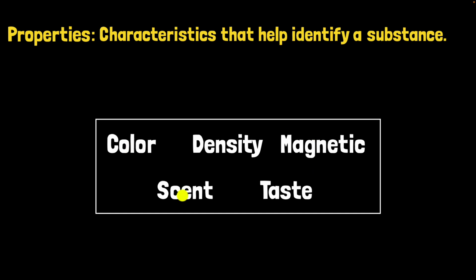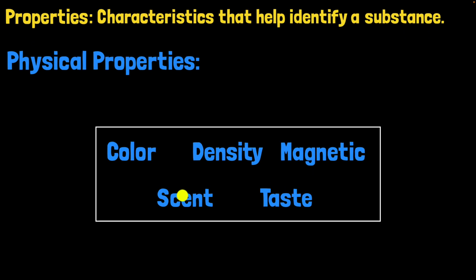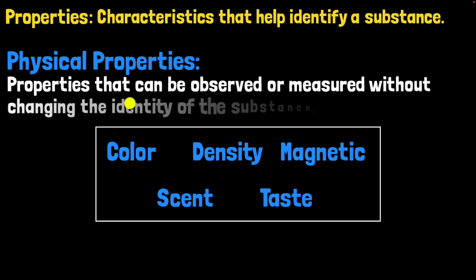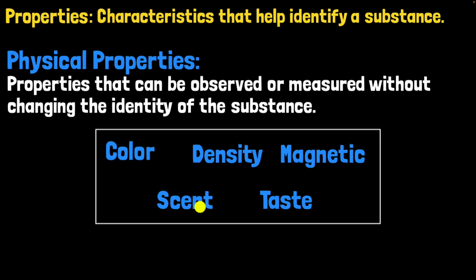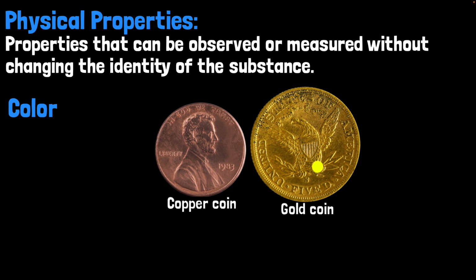These are all physical properties. But what is a physical property, you may ask now, right? Well, physical properties are the ones that can be observed or measured without changing the identity of the substance. What does that mean? Well, let's go back and look at these examples, okay? If you go back to the color, you measured or observed the color, and when you did that, you didn't change the identity of the substance, right? The gold coin still stayed gold. The copper coin still stayed copper. So measuring or observing did not change the identity.